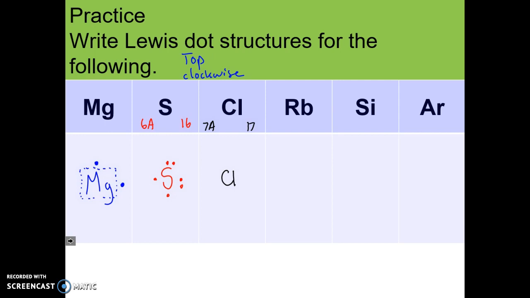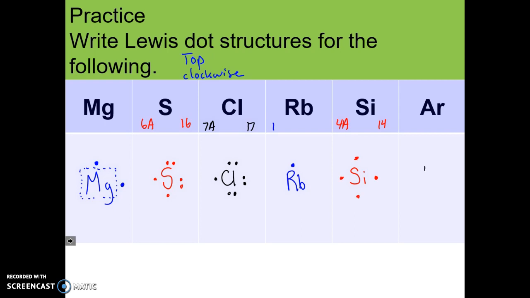So chlorine has 7. So 1, 2, 3, 4. And when we get to the top, we double it up, just like I did on sulfur. And we overlap there. Okay? Those are called electron pairs. Rubidium, Rb, is in group 1. I have 1 dot. Silicon, Si, is in group 4A, or the 14th group. 1, 2, 3, 4 electrons in the valence shell.